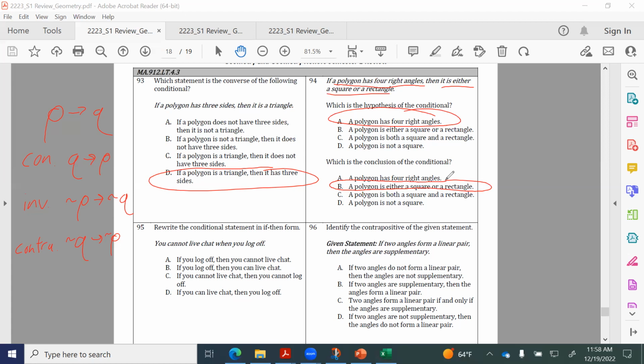95. Write the conditional statement in the if-then form. You cannot live chat when you log off. So, how can we write that in the if-then form? If you log off, then you cannot live chat. If you log off, then you can chat live. That makes no sense. If you cannot live chat, then you cannot log off. Nope. If you can live chat, then you log off. So it's: if you log off, then you cannot live chat.